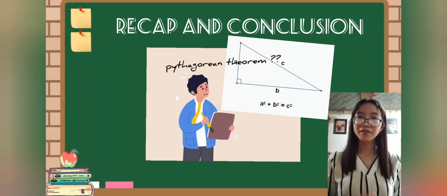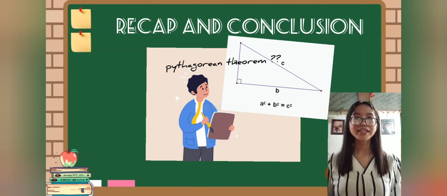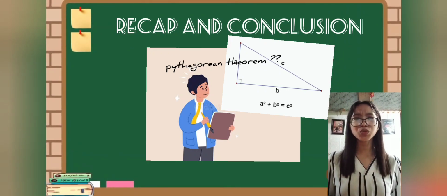You've all done a fantastic job today. Remember, whenever you see a right triangle, you can use a squared plus b squared equals c squared to find the missing side. Keep practicing and I'm sure you'll master it.